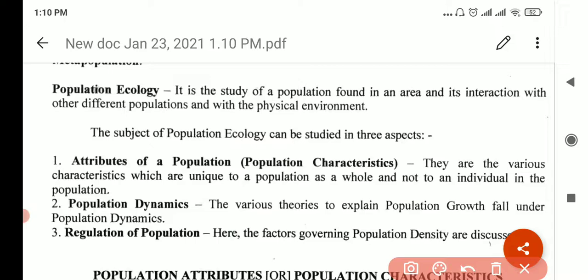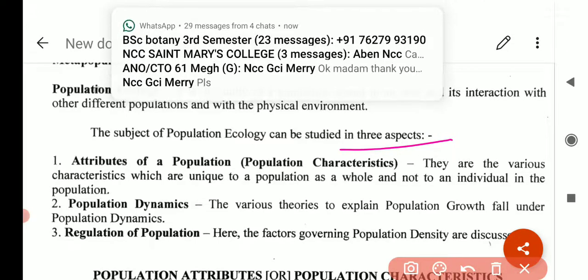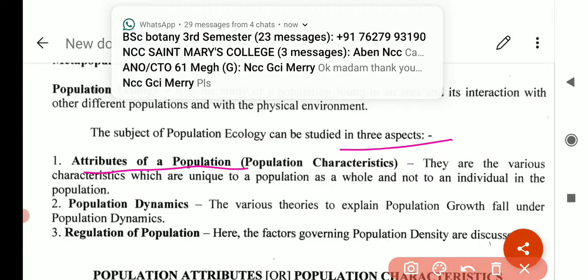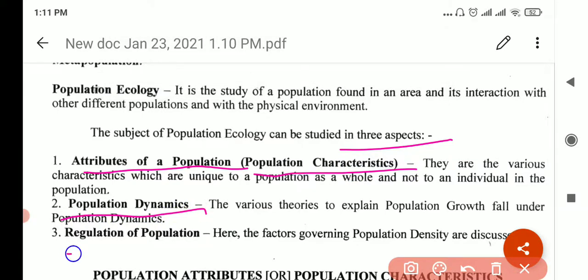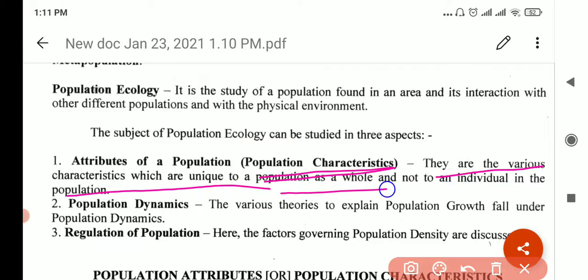Population ecology is studied in three aspects: attributes of a population, that is your population characteristics, population dynamics, and the regulation of population, how it controls itself. If you look at the first one, population characteristics, there are various characteristics which are unique to a population as a whole and not to an individual of the population.